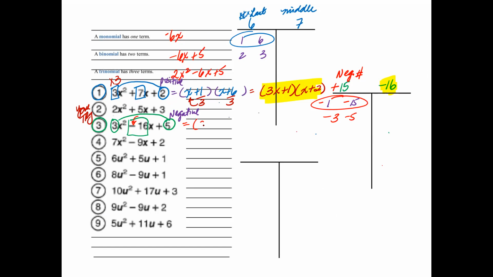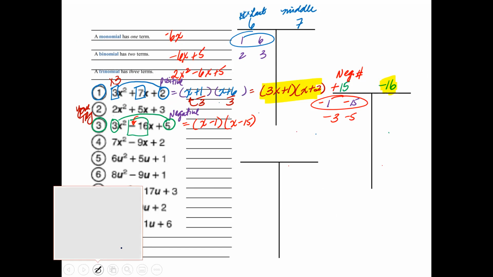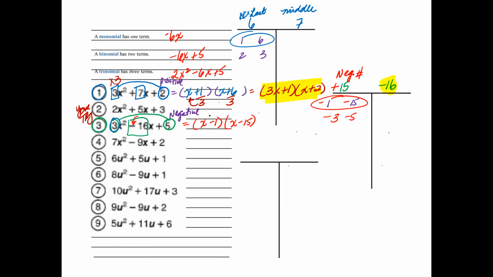So then my temporary answer is x minus 1, x minus 15. And then because I went ahead and multiplied by the 3, I will now have to divide it by 3. First one, 3 doesn't go into 1, so my first answer is 3x minus 1. My second answer is x minus 5. And this is my answer.